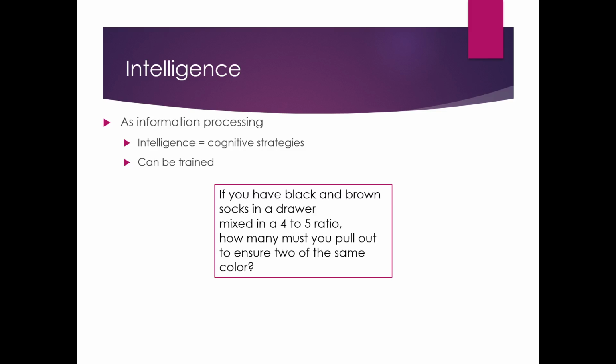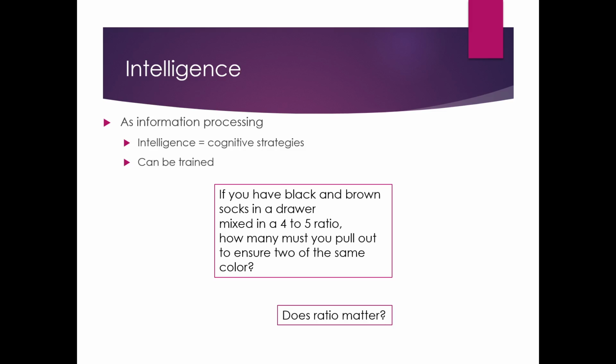So let me give you an example of a cognitive strategy at work. Let's say that you have black and brown socks in a drawer and they're mixed in a 4-to-5 ratio. How many socks would you need to pull out if you reach in blindly and you don't look at them? How many would you have to pull out to make sure that you have 2 of the same color in your hand when you pull your hand out? Normally I like to make my students struggle with this, but I'll just go ahead and tell you the answer.